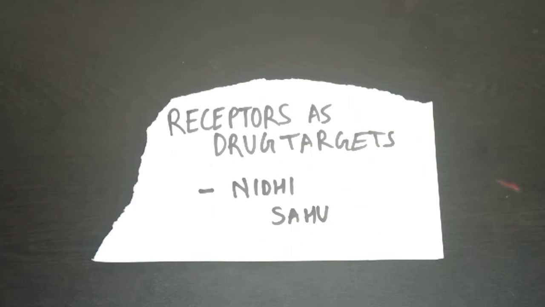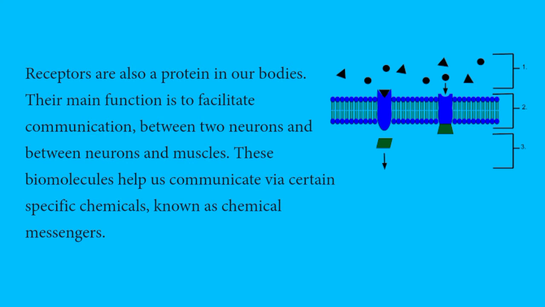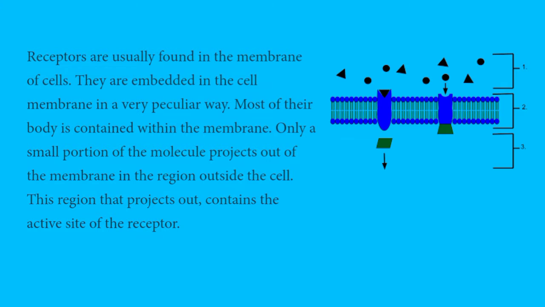Receptors as drug targets. Receptors are also proteins in our body. Their main function is to facilitate communication between two neurons and between neurons and muscles. These biomolecules help us communicate via certain specific chemicals known as chemical messengers. Receptors are usually found in the membrane of cells.